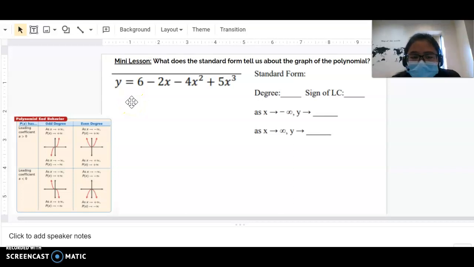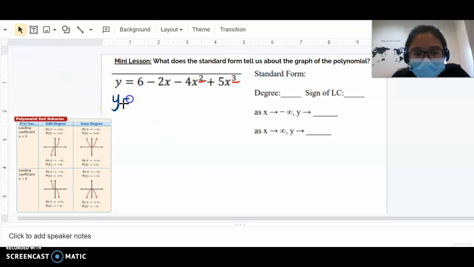Okay, so I just wanted to show a little demonstration on how to find the end behavior of a polynomial, just so you can start on today's work. So over here we have the polynomial y is equal to 6 minus 2x plus 4x squared plus 5x to the third. I just want to put this first in standard form. Now this right now is not in standard form because we see our exponents, they're not in order. So I have to go ahead and rewrite this.